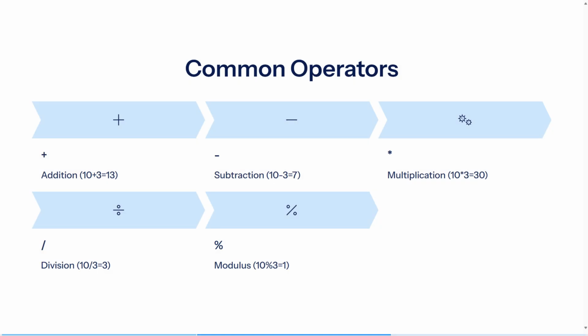Arithmetic operators are commonly used to perform basic mathematical operations on variables. Some common arithmetic operators include addition, subtraction, multiplication, and division. Let's write some code to explore these operators in detail.